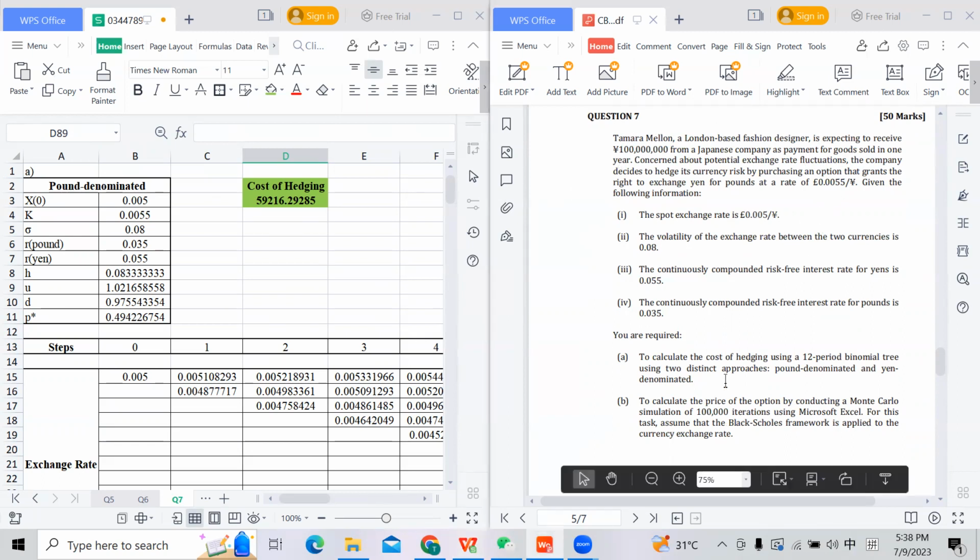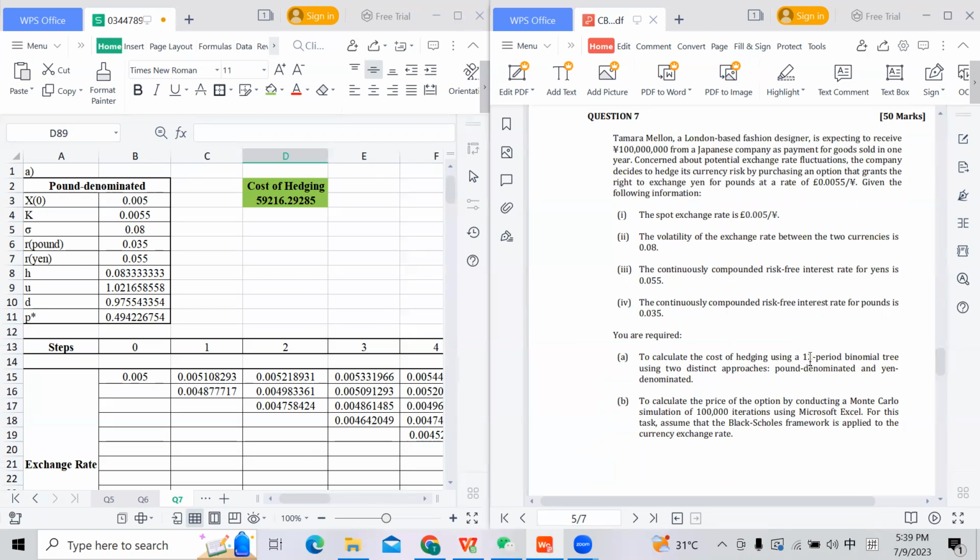The question asks us to find the cost of hedging using the binomial tree method, which has 12 periods, using two distinct approaches: pound denominated and yen denominated. First we need to find the pound denominated one, so we are based on the pound. We are given that the spot exchange rate is 0.05 pound equals 1 yen.